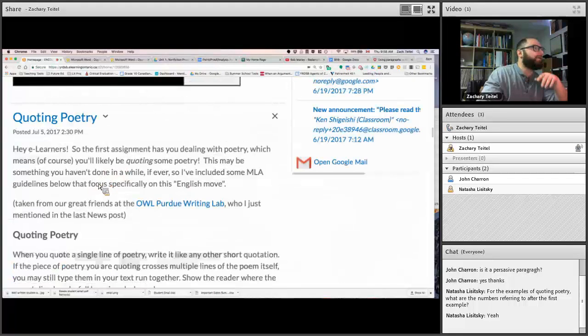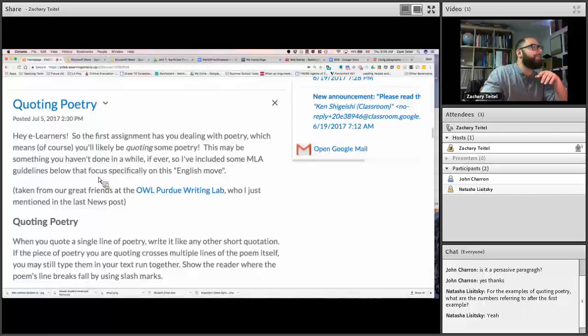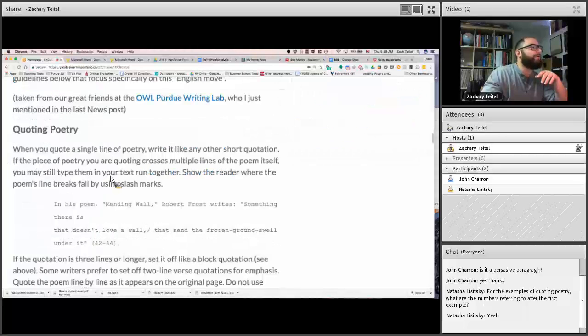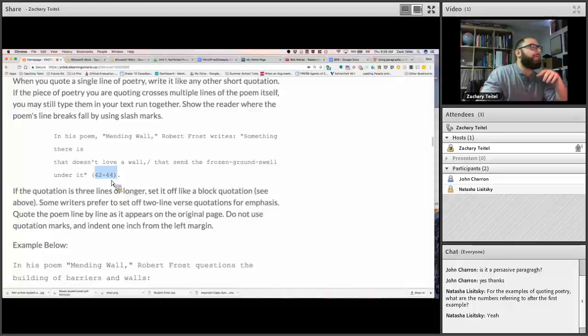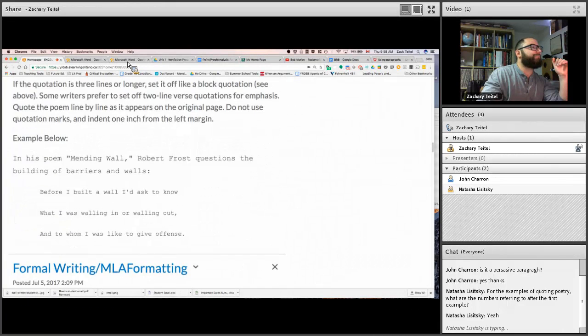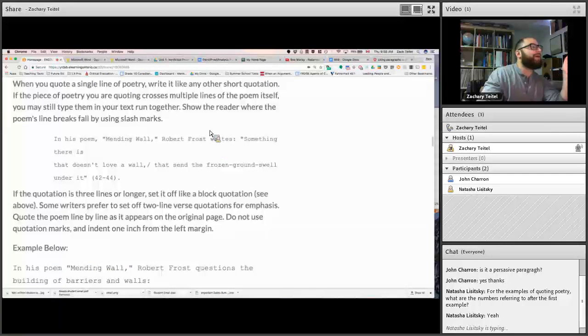Okay, great. So the numbers here that Natasha's talking about, she's saying when I'm quoting a poem, I'm looking down here at these examples that Mr. Title is posting, and then they have the numbers 42 to 44. That would be the lines in the poem. So actually, the example got broken up here, but this should be on this line. But either way, this represented 3 lines of a poem.